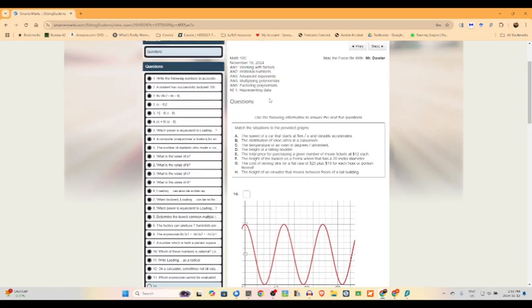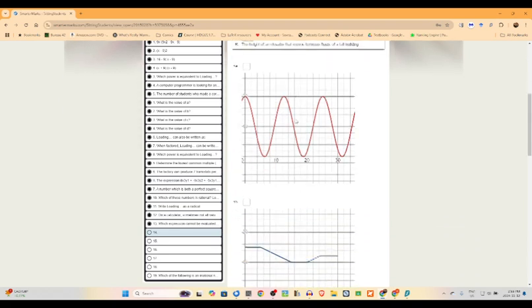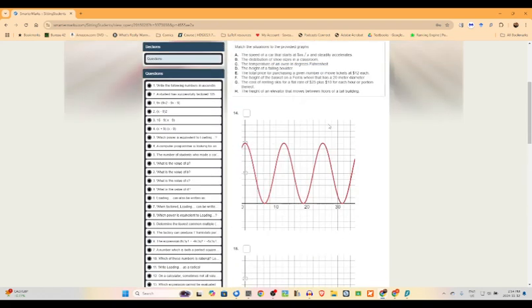All right, now we're into our representing data, relations, and functions 1. We want to match the situations to the graph. Here we have something that's moving up and down. So this is not the speed of a car that starts at 5 meters per second and steadily accelerates. That would be option or question 16, where we're starting at 5 and steadily accelerating.